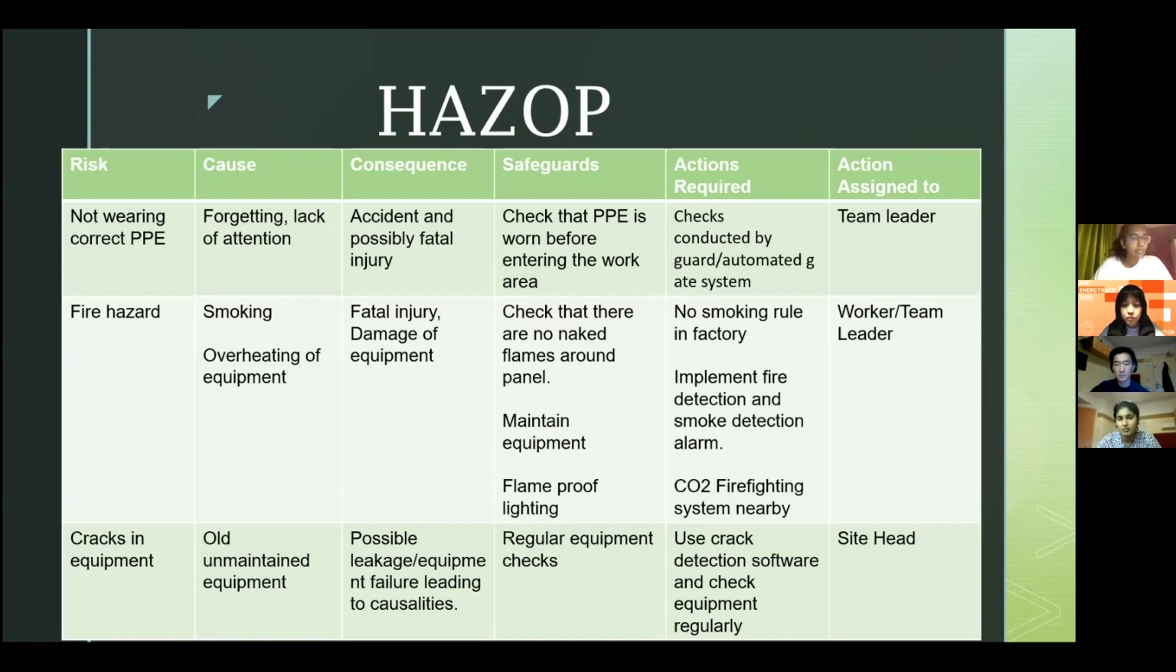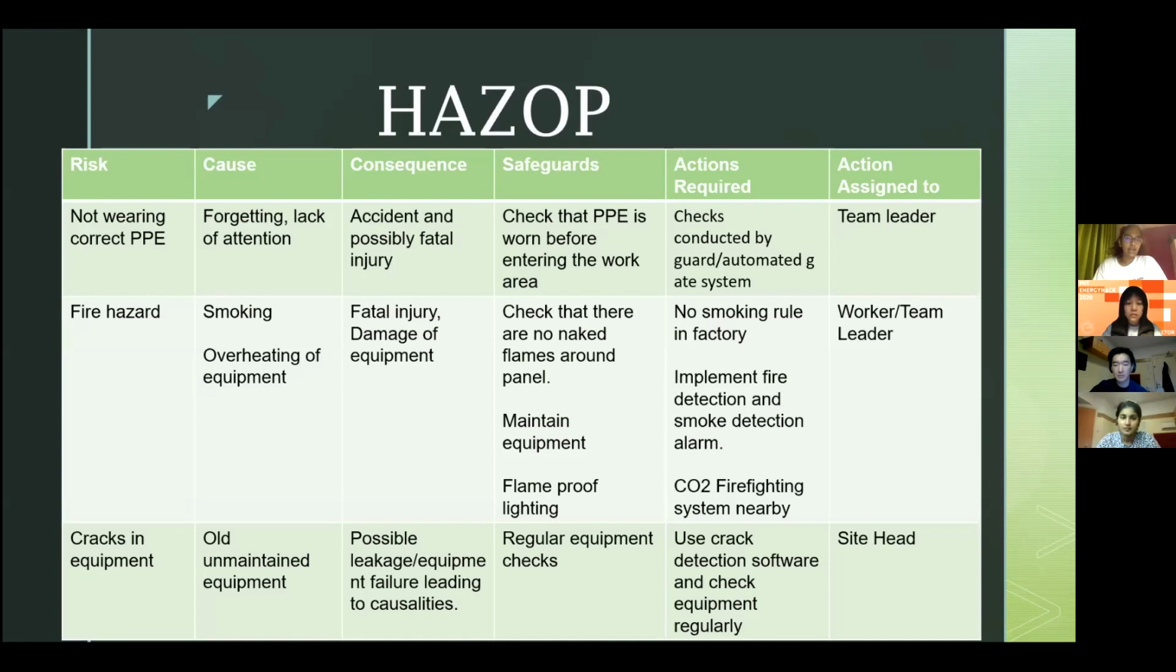Next slide, please. This is the HAZOP training slideshow. The risks are as follows: not wearing correct PPE, lack of attention, which can cause potential hazard, fatal injury. What can be done is that you need to check that PPE is worn before entering the area, and it can be conducted by the PPE monitoring system, and the task is assigned to the team leader.